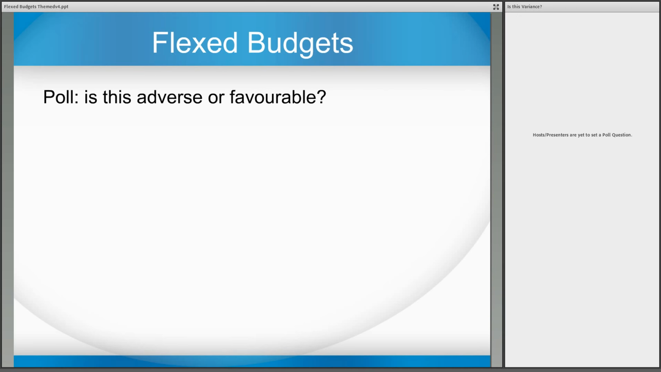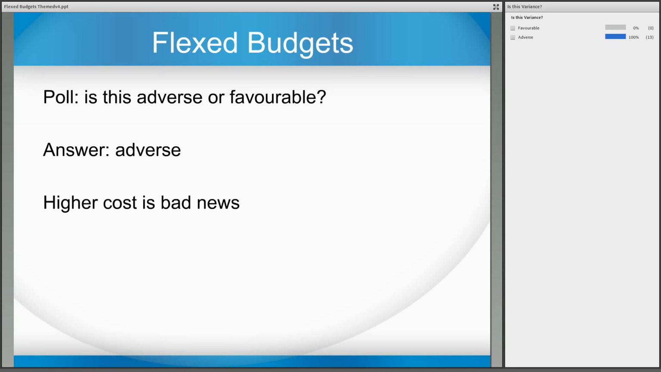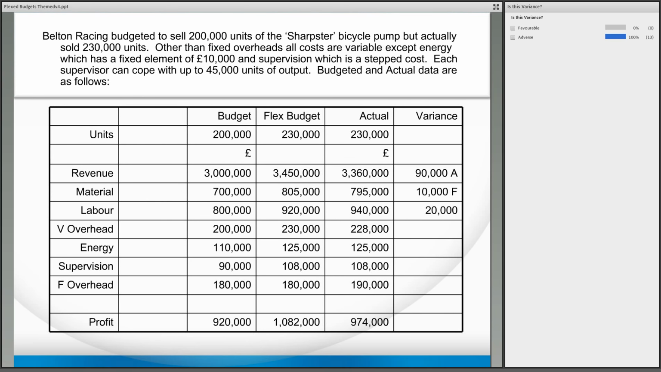Another poll. Who thinks that's good news? Who thinks it's bad news? Well, that's unanimous that time. Everybody thinks it's bad news, and absolutely our cost is higher than it should be. Higher cost is bad news.